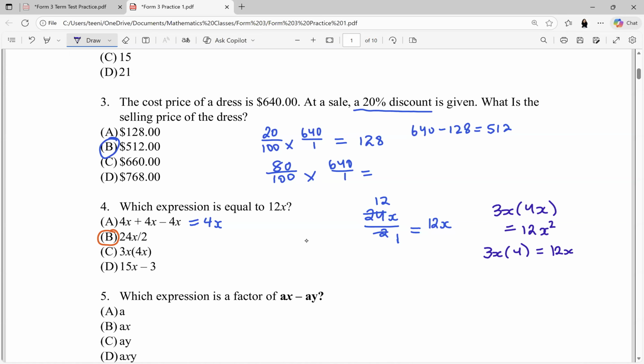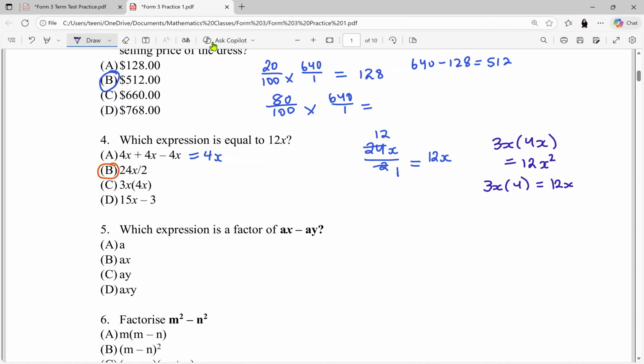All right. Let's see. Number five, which expression is a factor of ax minus ay? Anybody knows this one? Which of them is a factor? Is it A? This one A. Yeah, it's A. The answer is A. The reason is that A can go into both AX and AY.